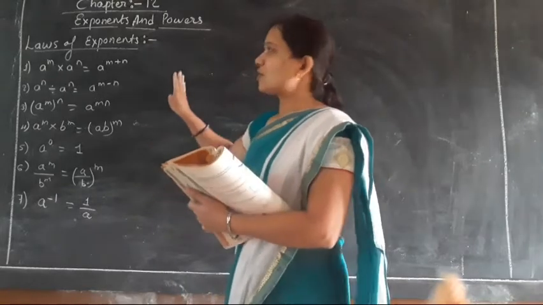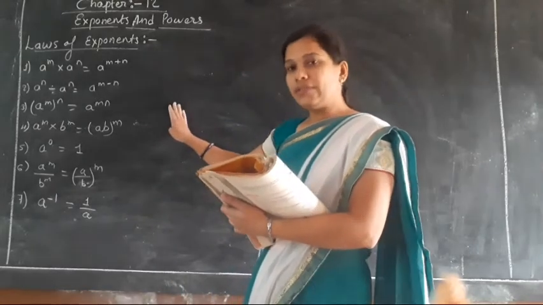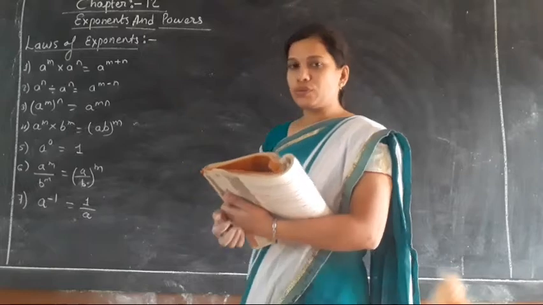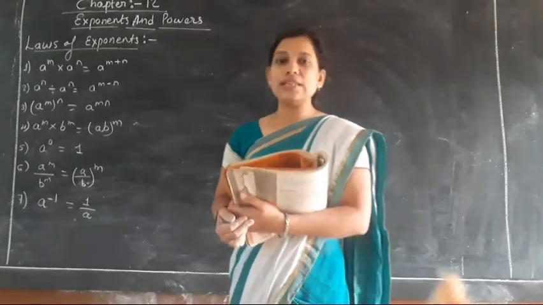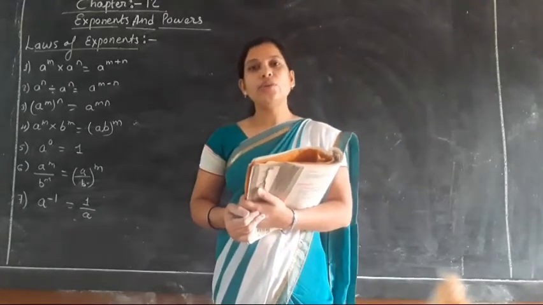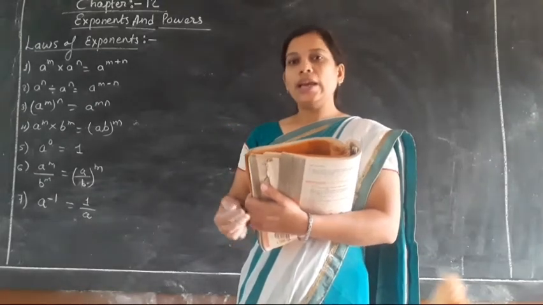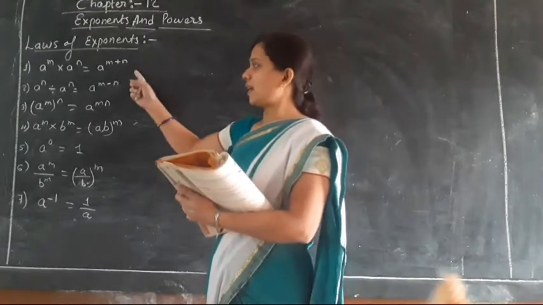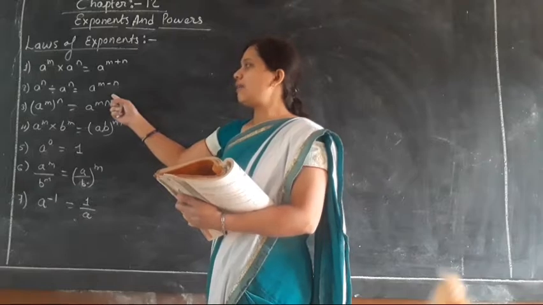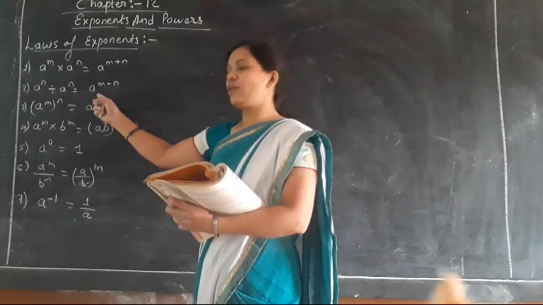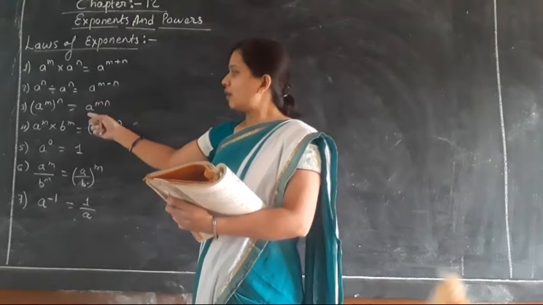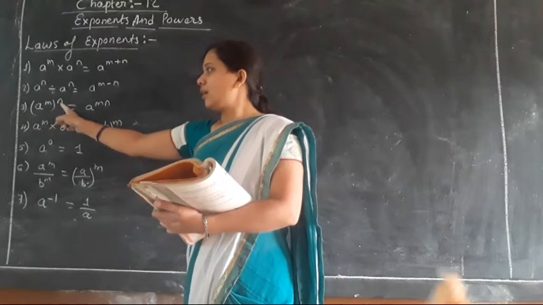So before starting the exercise we are going to deal with the laws of exponent which are going to be used in the chapter. So first law of exponent is a to the power m into a to the power n is equals to a to the power m plus n. Second law of exponent is a to the power m divided by a to the power n is equals to a to the power m minus n. Third one is a to the power m whole to the power n.